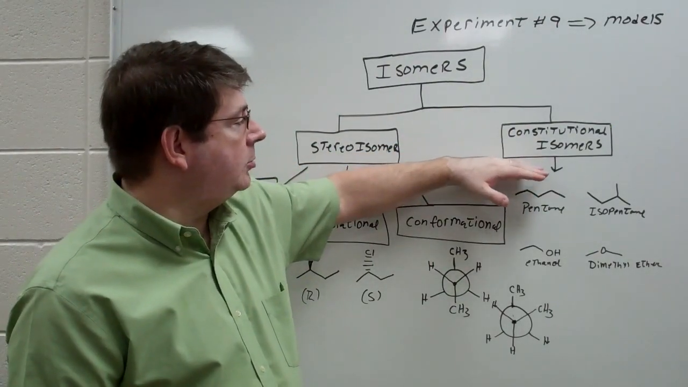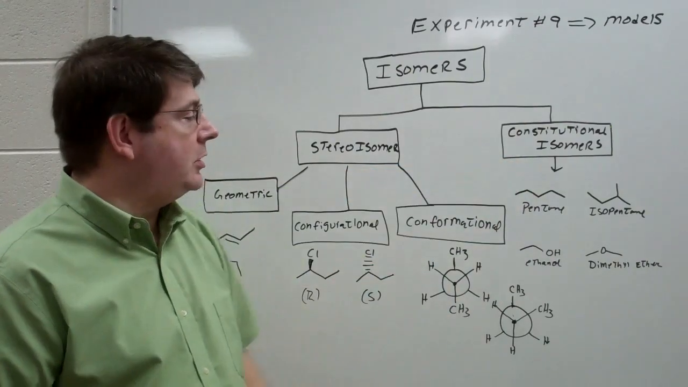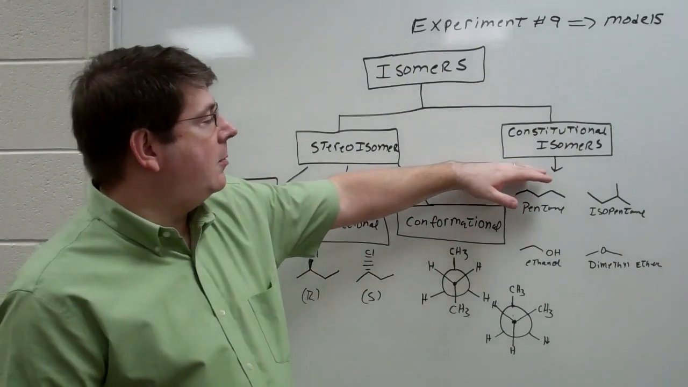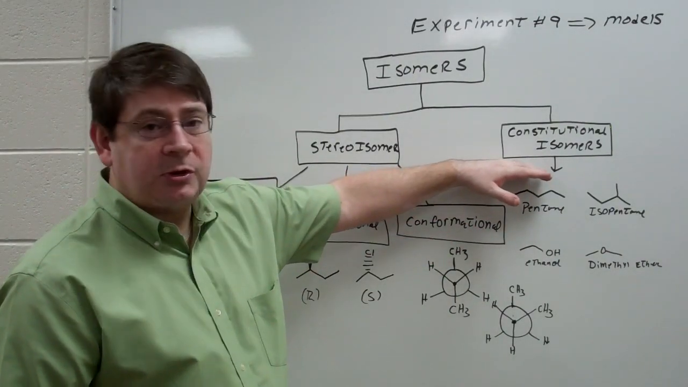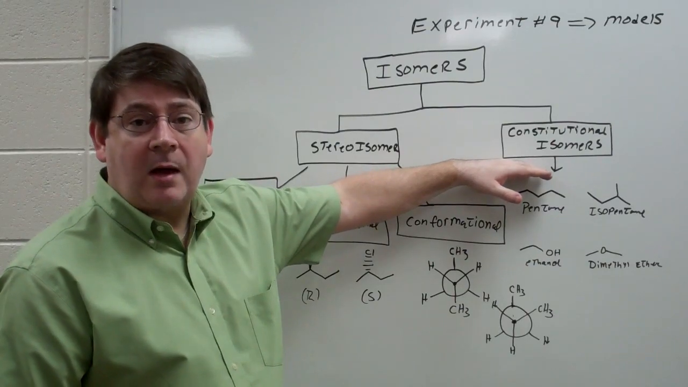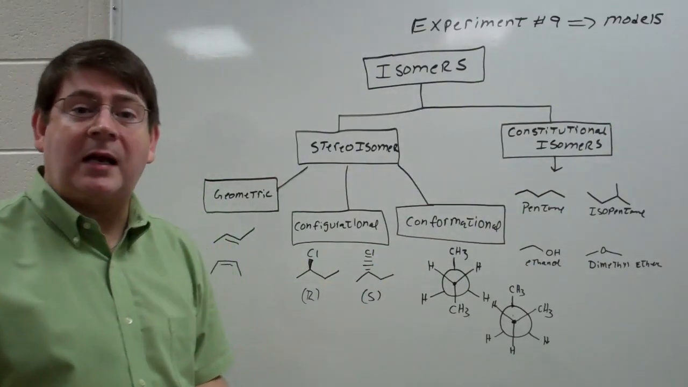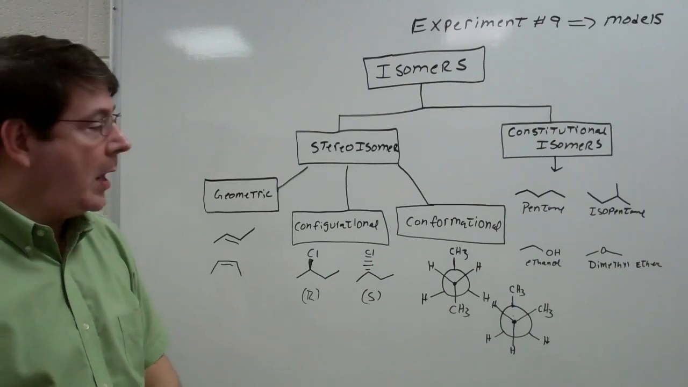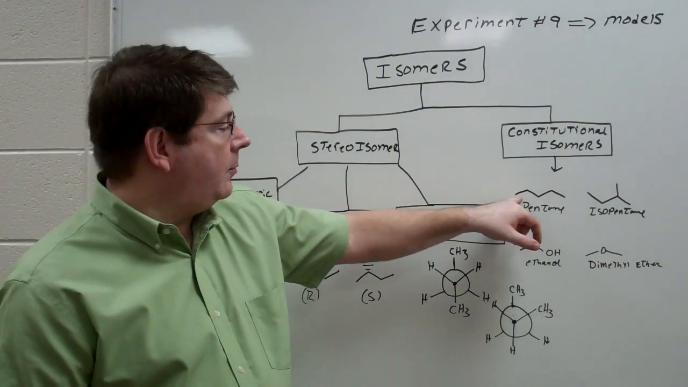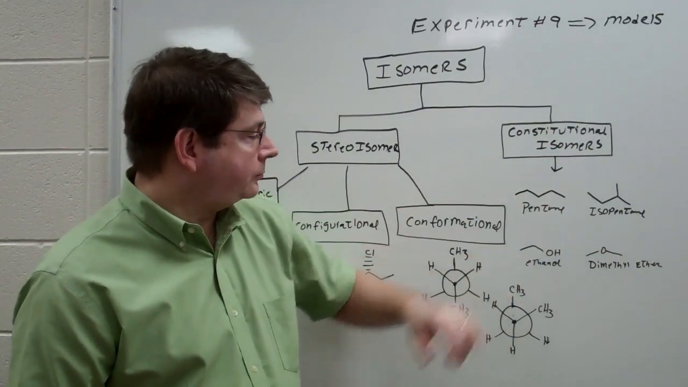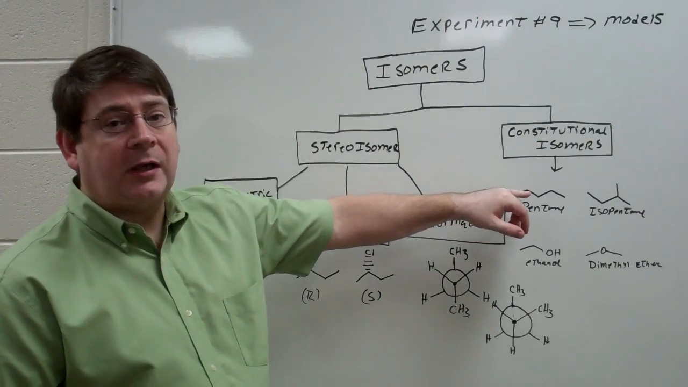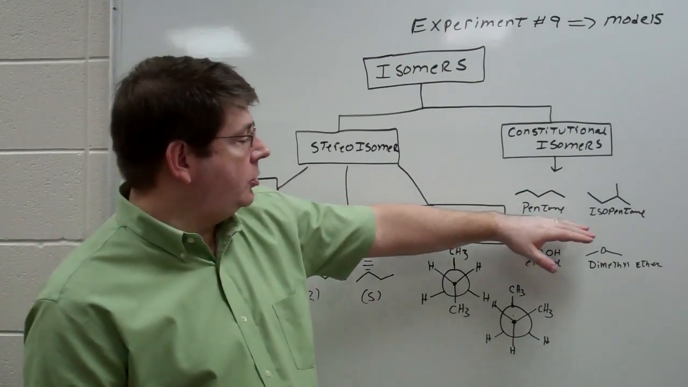And constitutional isomers are probably the easiest for you to understand. Basically, what we're talking about when we talk about constitutional isomers, just like its name says, we're talking about molecules that have a different constitution. That is, their atoms are connected in a different way. So for example, if you look at pentane, we have 5 carbons, but there's a couple of ways that you can actually connect these 5 carbons, and I'm going to show you 2 right here.